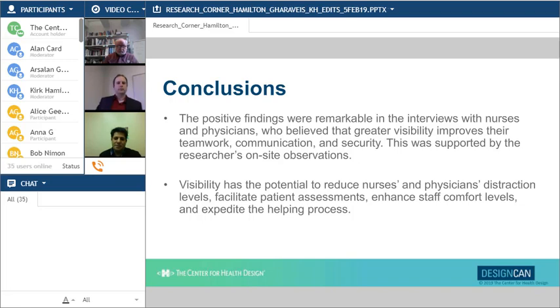And also there were some other potential values in visibility. Nurses and physicians have fewer distractions when they have visibility, and it can facilitate patient assessment, enhance comfort levels, and reduce the stress levels of the nurses, because if they need something regarding a patient, they can easily find their colleagues and find out how they can be helped, and they can easily get more help and more support.